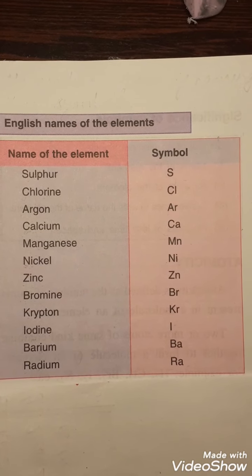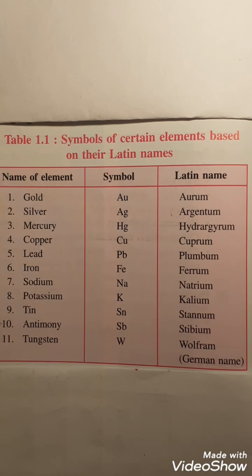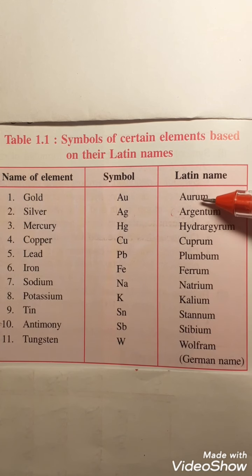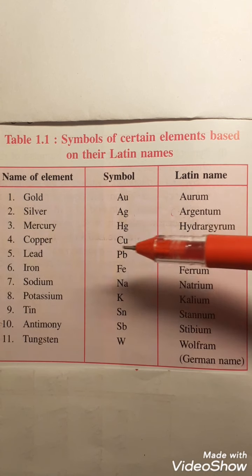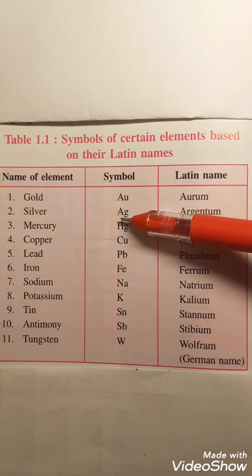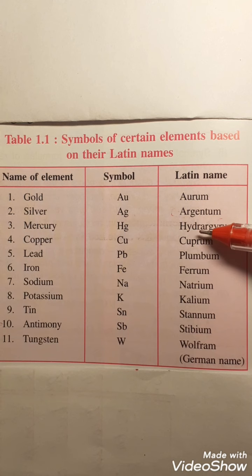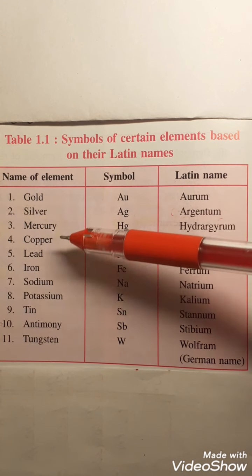Okay children. J.J. Berzelius also suggested that the symbols of certain elements are based on their Latin names. Gold, Latin name is aurum, so its symbol becomes Au, the first two letters. Silver, Latin name argentum, so the symbol becomes Ag. Mercury, hydrargyrum, Latin name, its symbol becomes Hg.